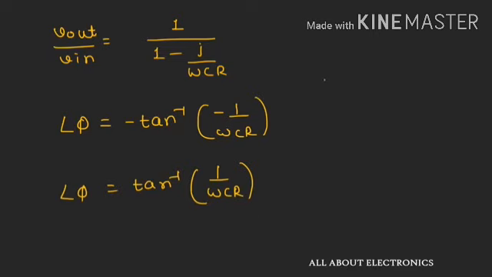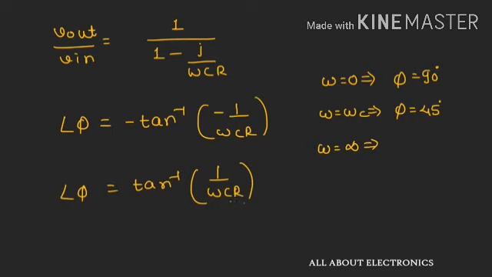Now if you see, at omega equal to 0, the 1 over omega CR will be infinity, and hence the value of phase will be 90 degrees. So at omega equal to 0, the output signal leads the input by 90 degrees. At omega equal to omega C, this term will be equal to 1, as omega will be equal to 1 over RC, and hence the phase will be 45 degrees. And at omega equal to infinity, 1 over omega CR will be equal to 0, and hence phase will be 0 degrees. So at omega equal to infinity, the output signal will be in phase with the input signal.